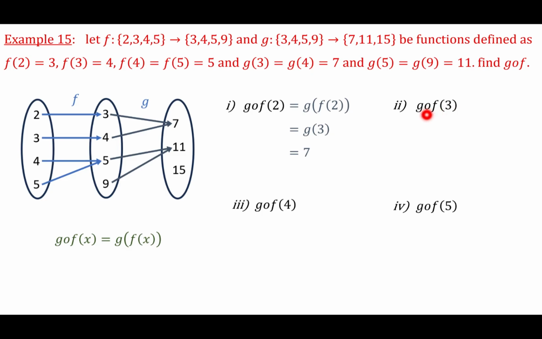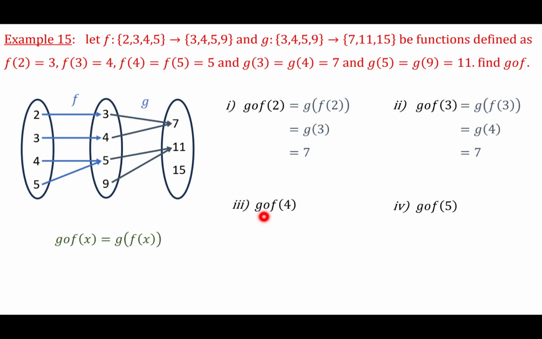Similarly, I'm going to find the second part, g circle f of 3, which means g of f of 3. And we know f of 3 in the question, f of 3 is 4. So in place of f of 3, I will write 4 like this, which is g of 4. And g of 4, I know g of 4 is 7. It is given in the question. So g of 4 is 7. So g circle f of 3 is 7.